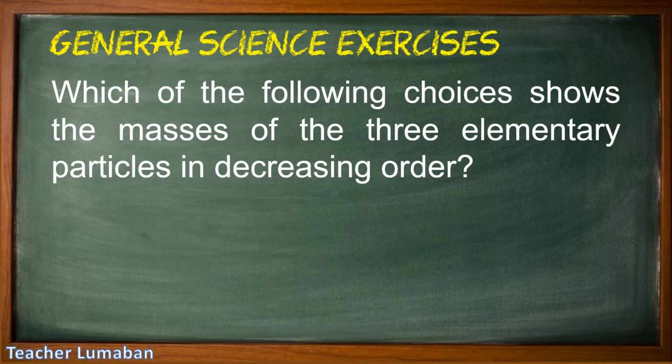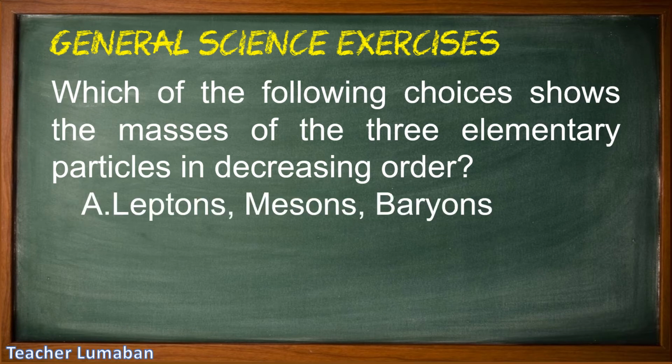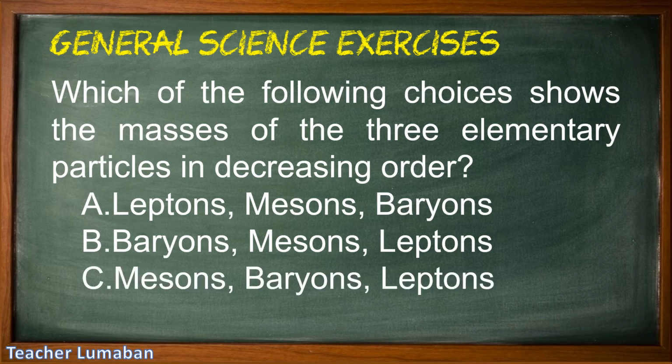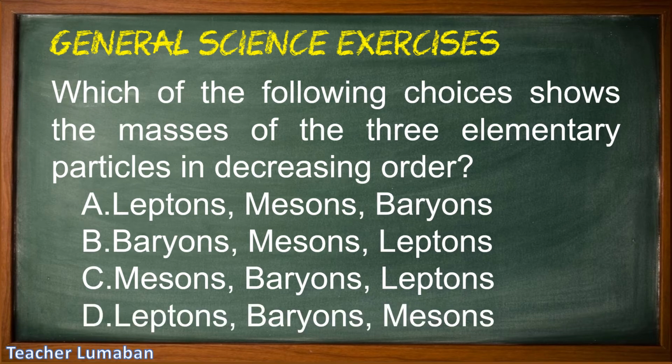Which of the following choices shows the masses of the 3 elementary particles in decreasing order? Letter A, leptons, mesons, baryons. Letter B, baryons, mesons, leptons. Letter C, mesons, baryons, leptons. Letter D, leptons, baryons, mesons.